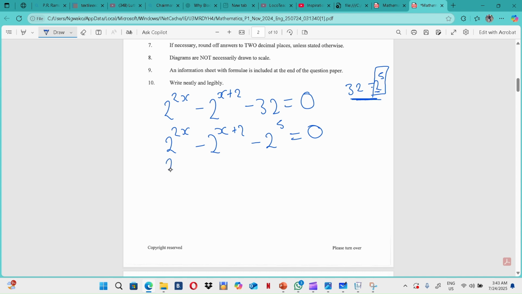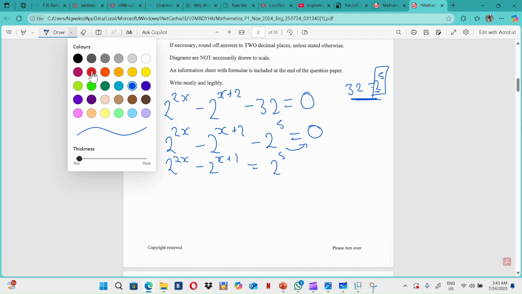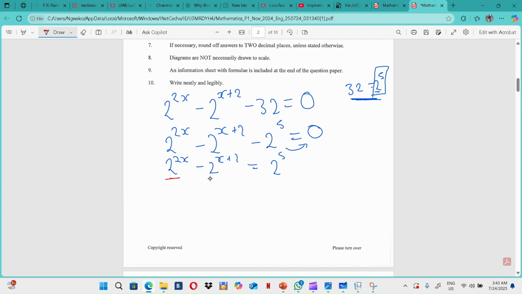So here's what we're going to do first. We're going to say 2 to the power 2x minus 2 to the power x plus 2. We're going to take this 2 to the power 5 to the other side. Therefore, you have 2 to the power 5, positive. Then now, because the bases are the same, if you look at it, you have a 2 here, a 2 here, a 2 here. Therefore, you can drop your exponents now. So easy and so simple.